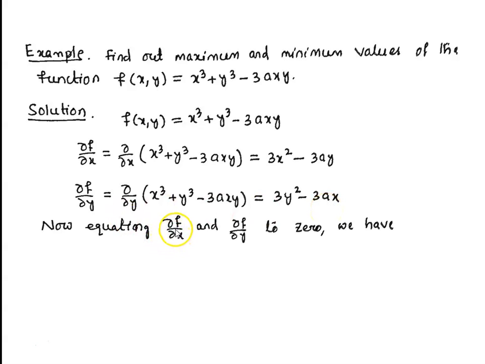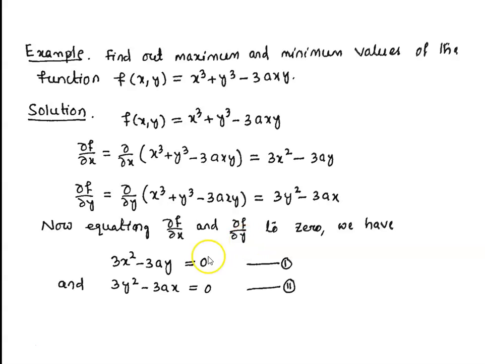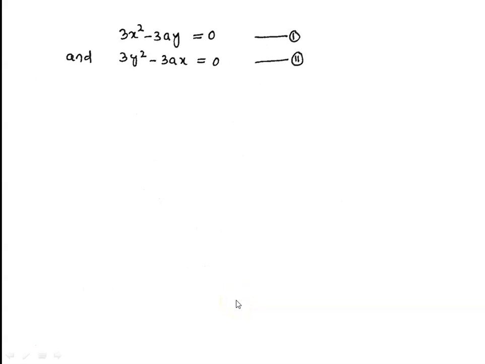Now equating the partial derivative of the function with respect to x and the partial derivative of the function with respect to y to 0, that means equating ∂f/∂x to 0 and ∂f/∂y to 0, we have two equations. 3x² - 3ay = 0 and 3y² - 3ax = 0. So we have these two equations with us. Now solving these two equations, we will get values of x and y.